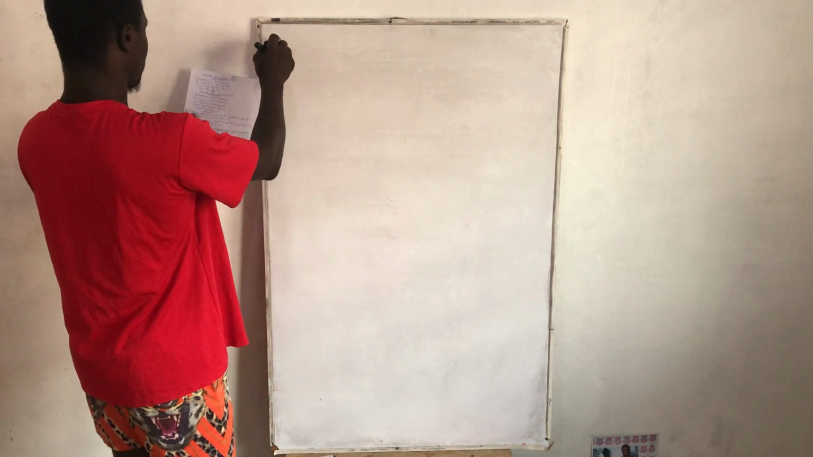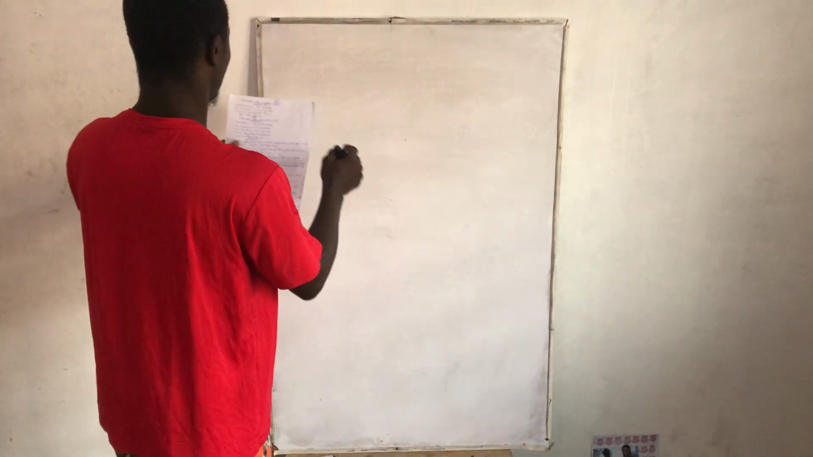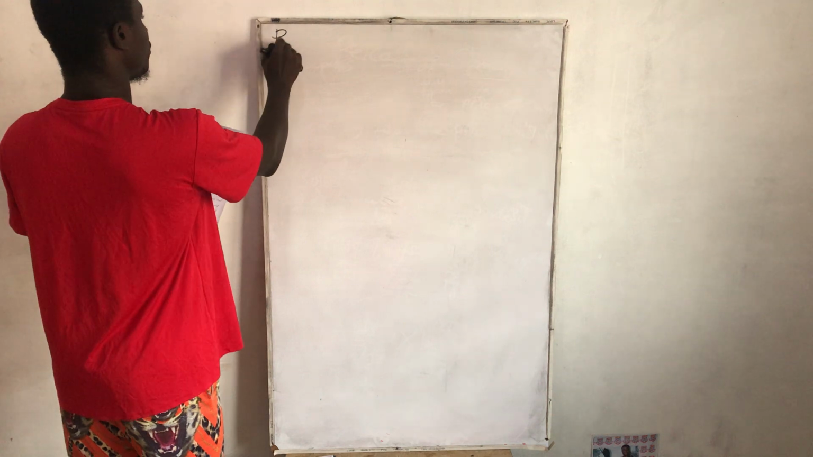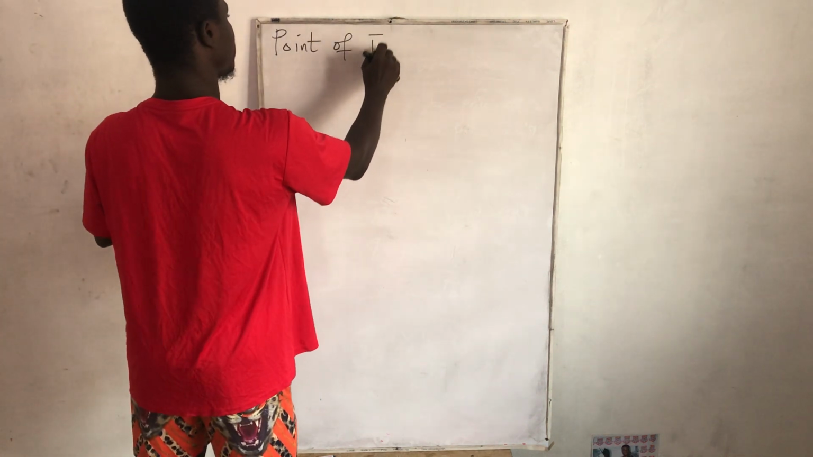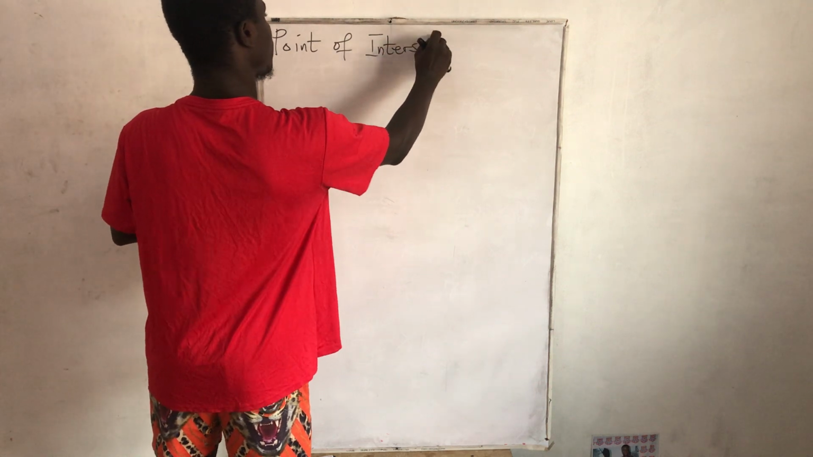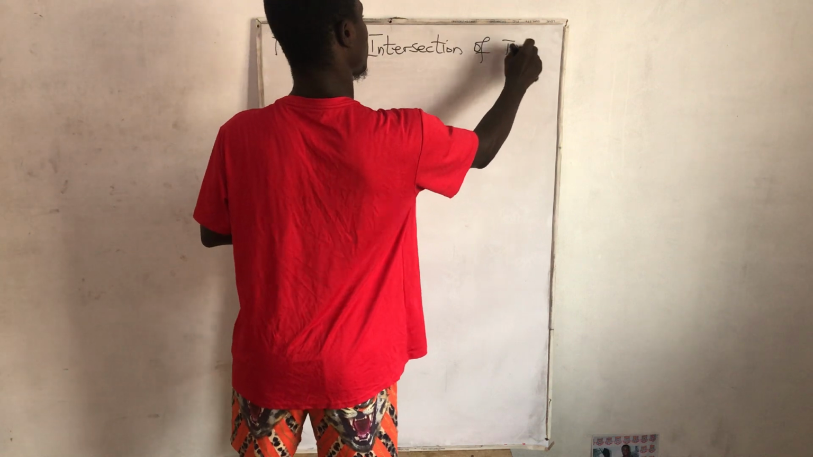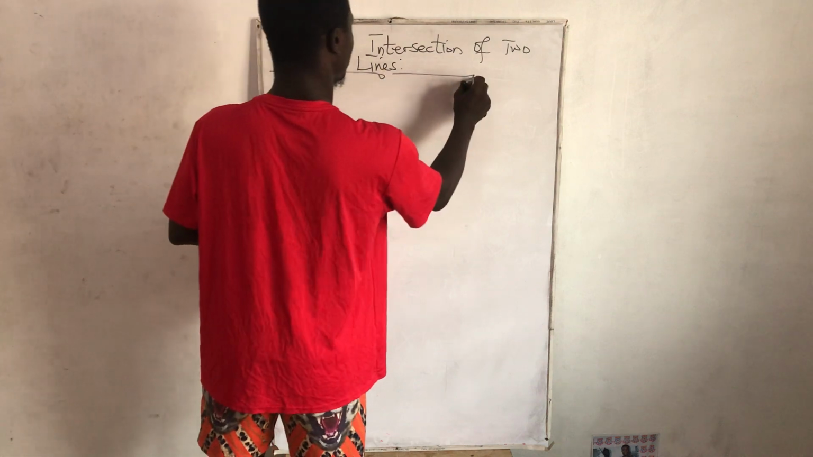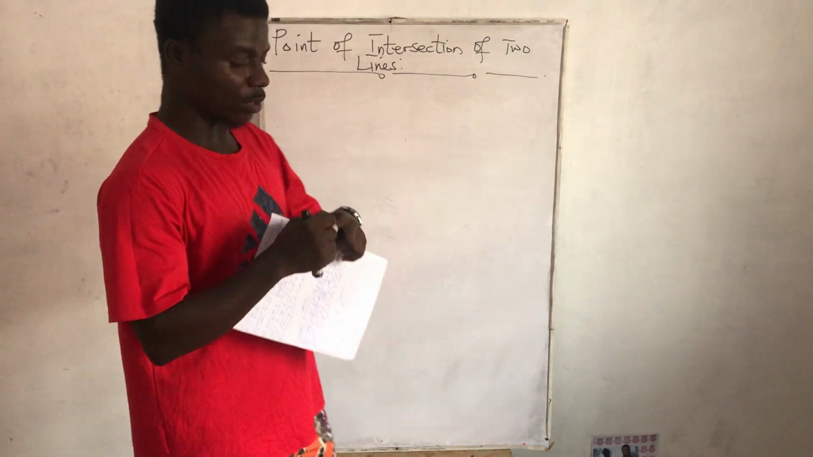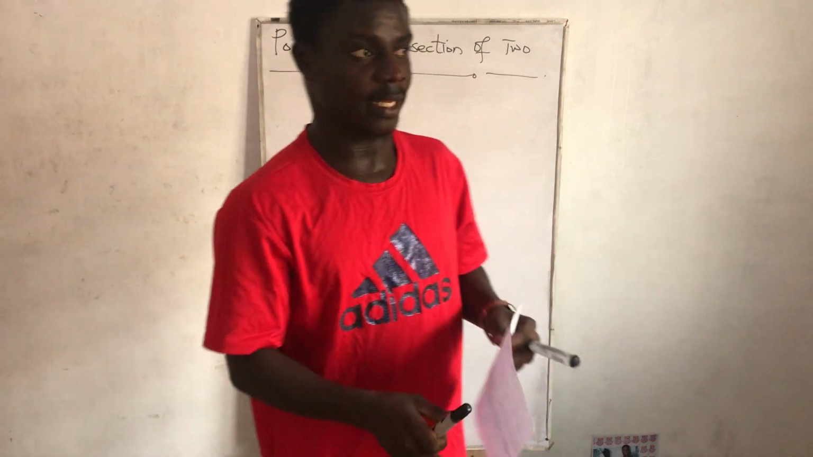Today we'll be taking this topic, still on Math 102 Analytic Geometry and Calculus. Still we'll be doing point of intersection of two lines.